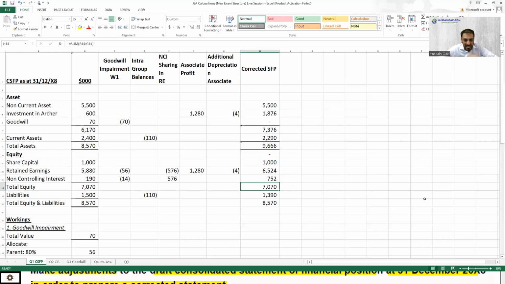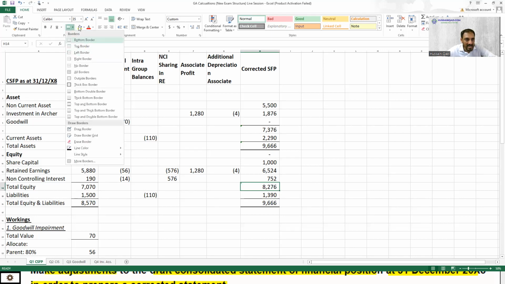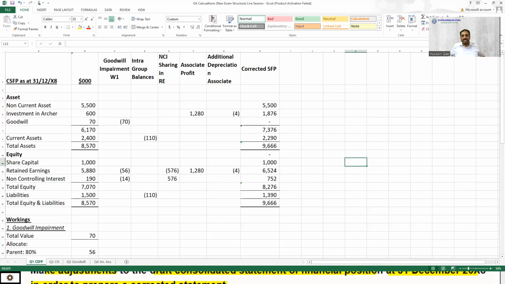Then share capital, retained earnings. This is the total, 8276. Now the balance sheet has become balanced. Okay, class, that is the point. That's 9666. The examiner will never ask you to make the consolidated balance sheet, but this is the point. Candidates, can you please reply to me? Students, reply to me. Is this clear, all of you?